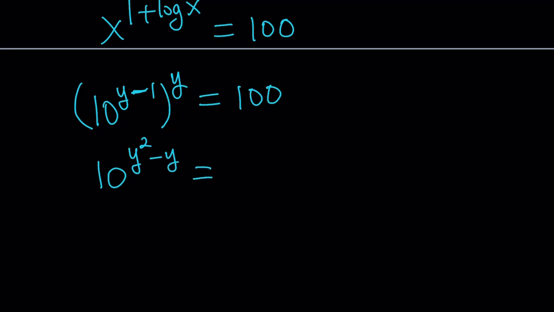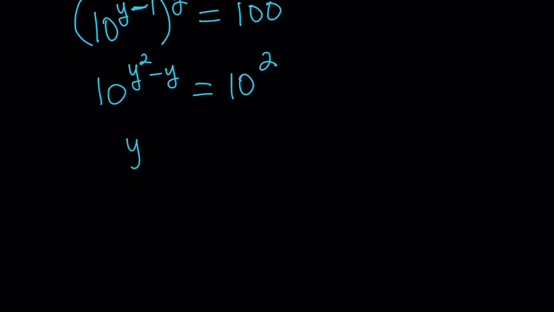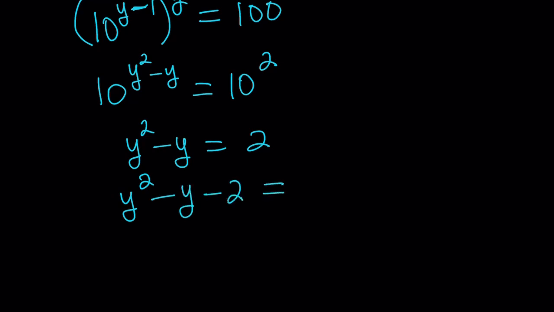But 100 can be written as 10 to the second power. And from here, since the bases are equal, we can safely say that the exponents are equal. So y squared minus y equals 2. This is a quadratic equation. Let's go ahead and put everything on the same side. So we get y squared minus y minus 2 is equal to 0.